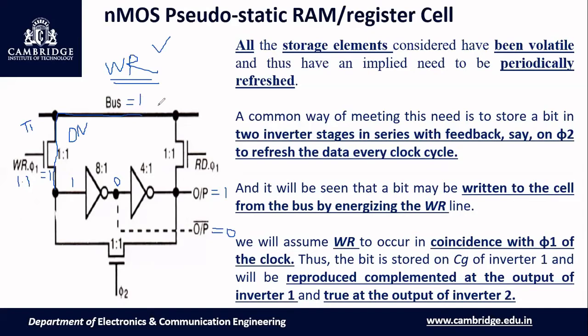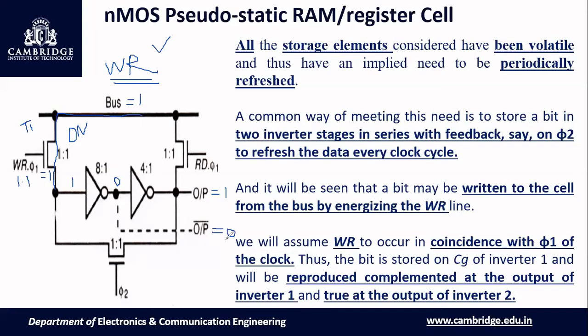For write operation, we should have information in bus. Let us assume that bus is having logic 1. Here we'll make WR as 1, phi 1 as 1, so that WR.phi1 will be 1. Then this transistor, that is T1, will be on. Whatever information you have in bus, that will be available here. That is inverted, you'll get 0. Again it is inverted, you'll get 1. So here you have 0 at the output bar.